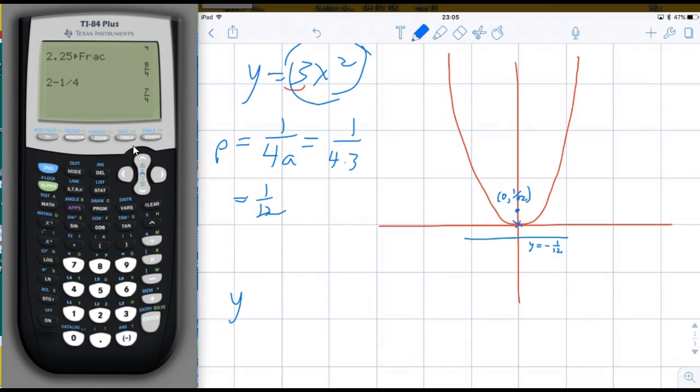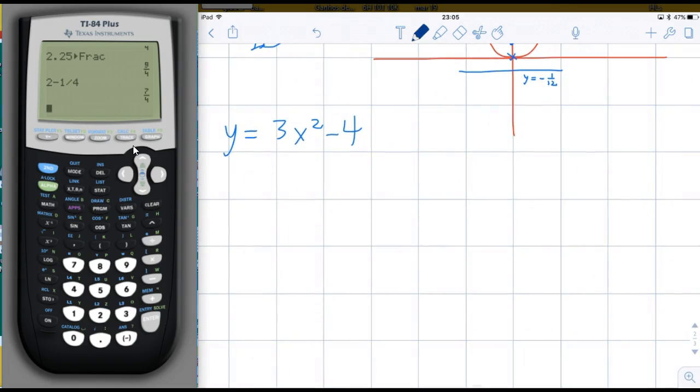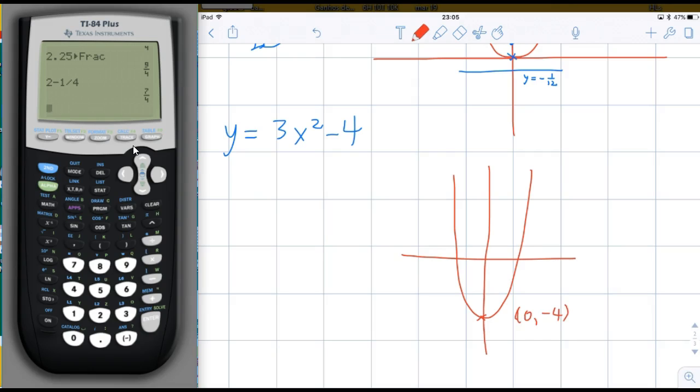Which would be y equals 3x squared minus 3. Or let's do minus 4. Okay, so 3x squared minus 4. So that again would be a parabola that points up, right? But the difference between now and before is that now this one is going to have the vertex at 0, minus 4, right? Because it's got a translation down of negative 4. Okay? Now let's figure out where the directrix and the focus are.